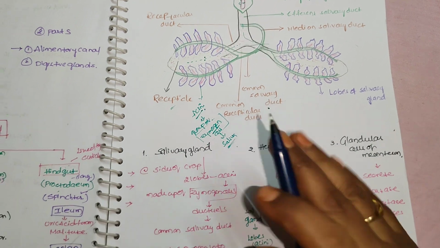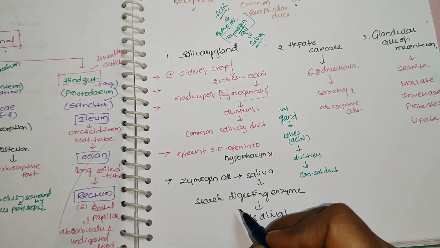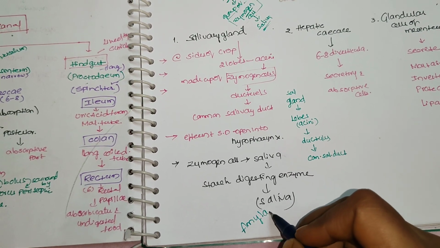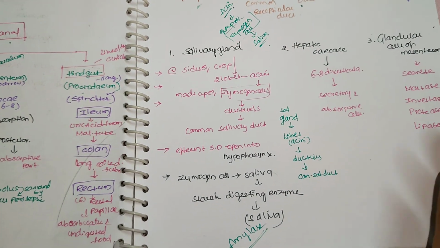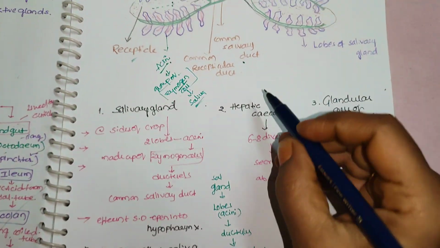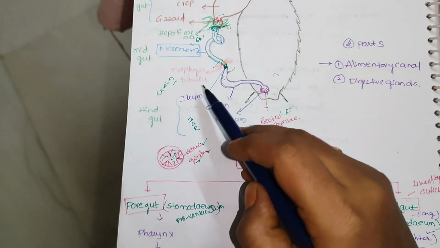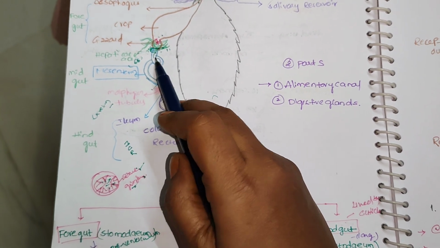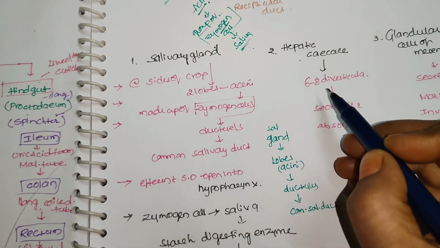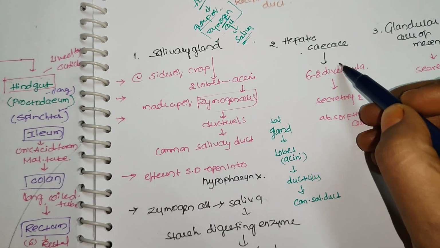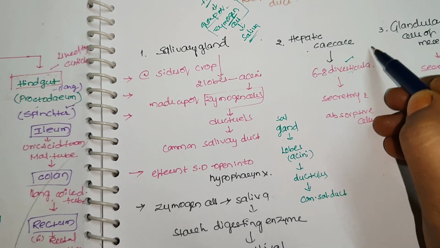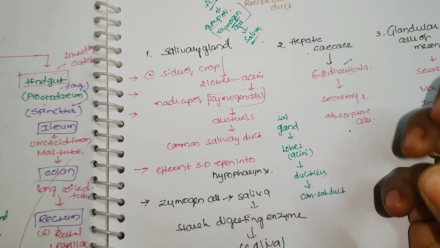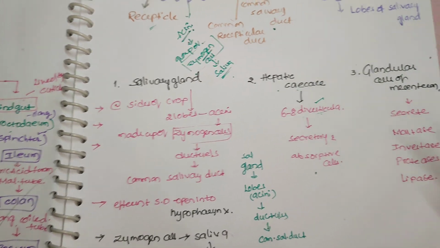Next, hepatic caeca. One more thing here: saliva contains the enzyme amylase. Amylase is useful to digest the starch. Hepatic caeca we already discussed. They are present between foregut and midgut. 6 to 8 diverticula are present. Diverticula means a number of caeca. They secrete, and they can absorb the secretions.